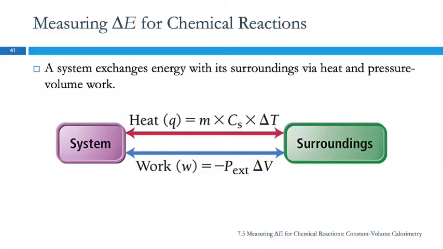We were talking about heat and work, and we talked about pressure-volume work, where you have a gas expanding its volume against an external pressure, and that's the sort of work we're going to be looking at. That's this down here. And we've talked about heat, which is Q, and that's mc delta T. These are the two ways that energy can be exchanged between the system and the surroundings.